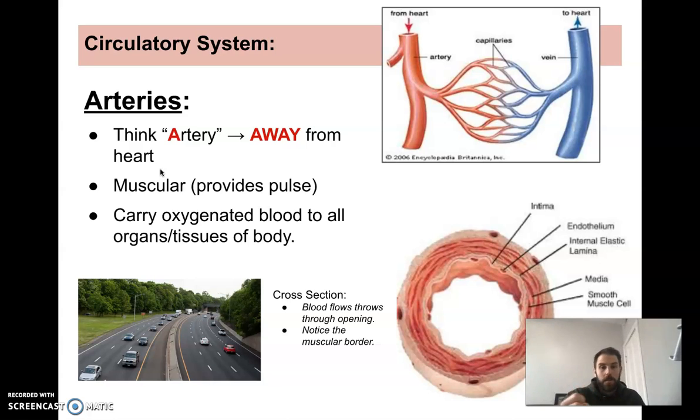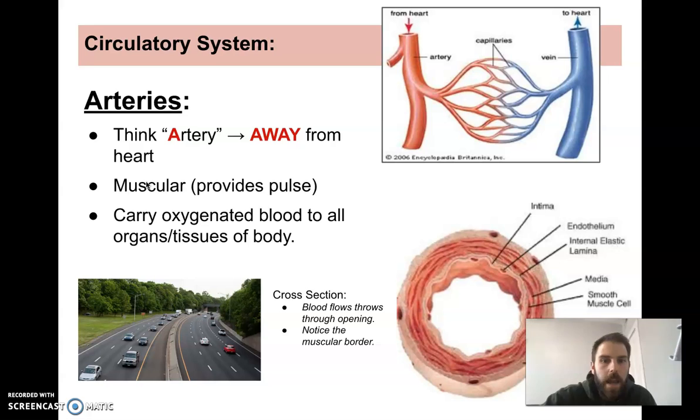And you can imagine your heart's pumping. There's a lot of blood pressure. That blood is moving with a lot of force, with a lot of pressure. And not only that, but these arteries are muscular. They provide a pulse. So if you ever feel your pulse, whether it's on your neck or on your wrist, all right, that is your arteries squeezing.